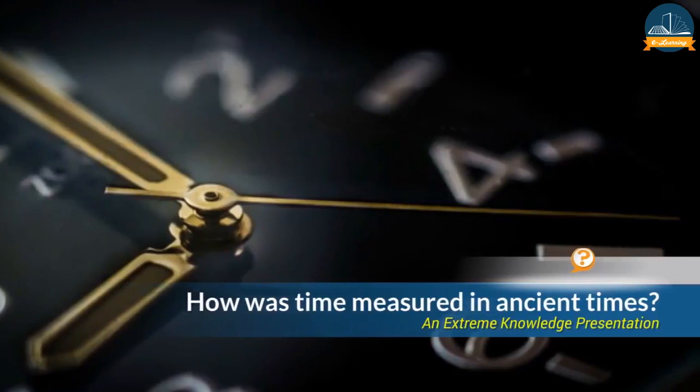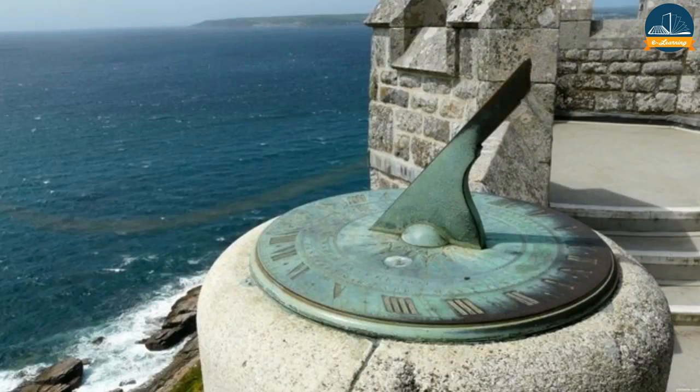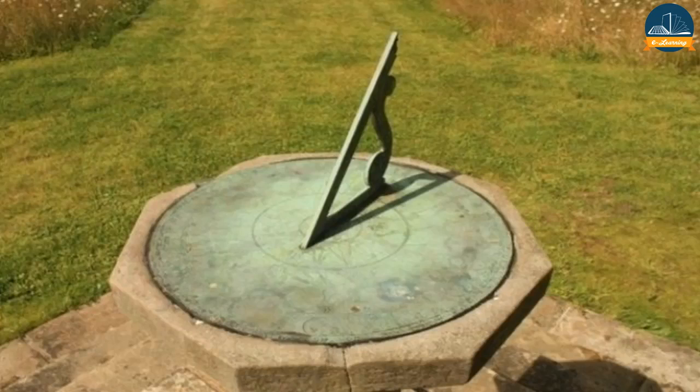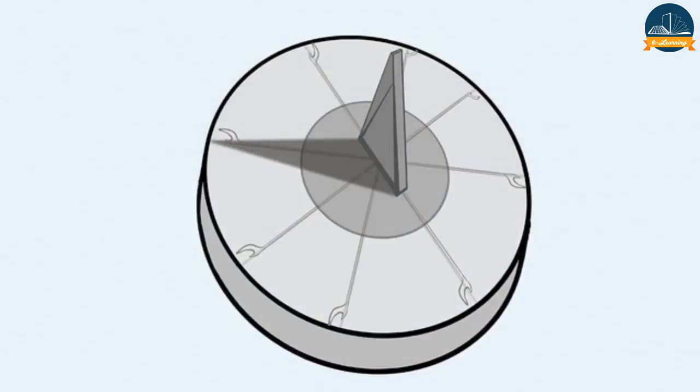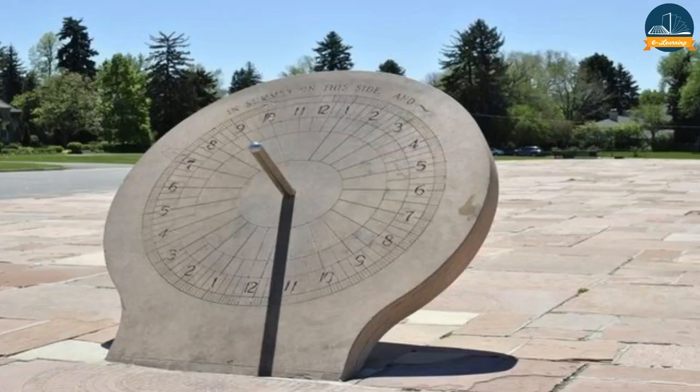How was time measured in ancient times? In the beginning, man used sundials to determine time. The sundial consists of a stick with a circular dial with markings on it. With the changing position of the sun in the sky, the length of the shadow falling on the dial also changed. The length of shadow is divided into 12 hours. Even today, sundials are often seen in gardens and parks. Just one drawback of these clocks was that they were not able to tell time at night and in cloudy weather.